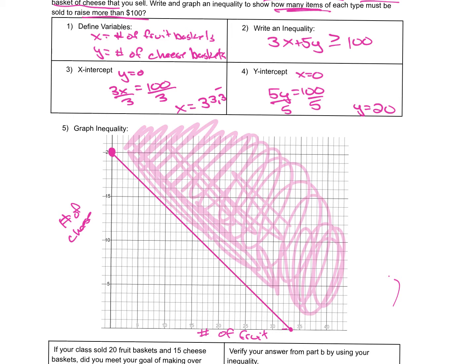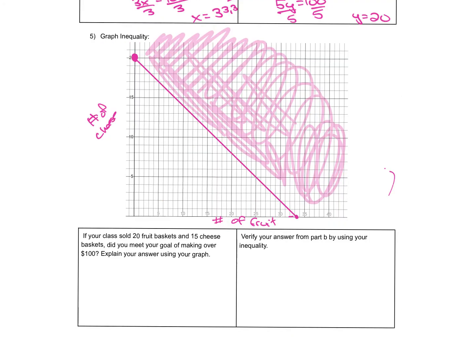So let's answer a few questions about this. This first question is going to ask, if your class sold 20 fruit baskets and 15 cheese baskets, did you meet your goal of making over $100? Well, if we go over here to 20 and go up to 15, that's going to take us somewhere up in this region.